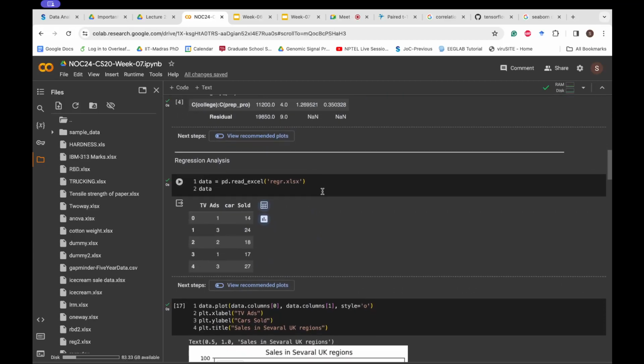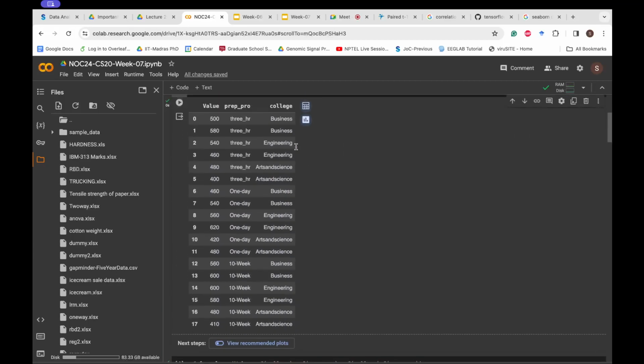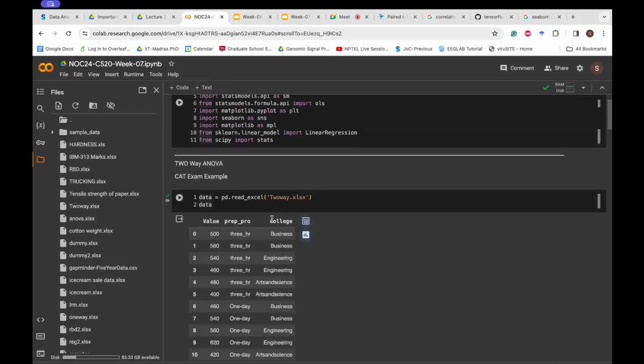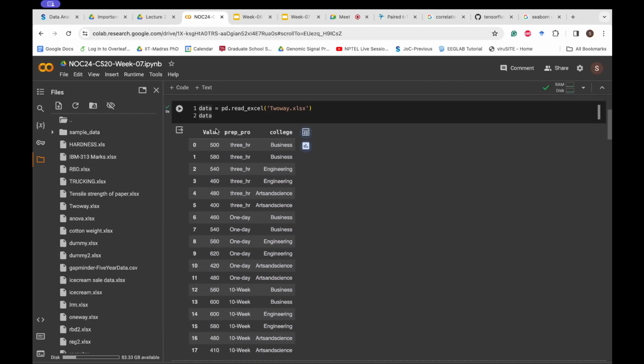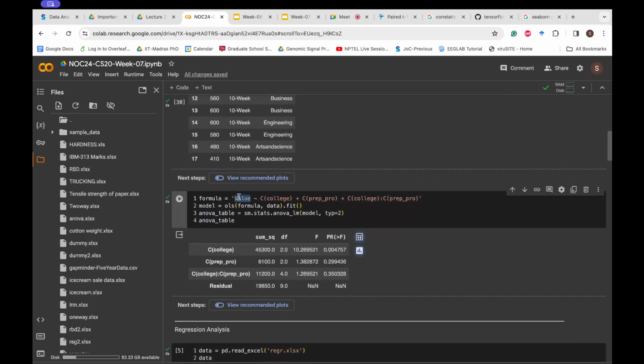I'll skip this part, we saw this already in the previous session, but let me just quickly show you how it was working. We were reading the data from the Excel file, and then in the two-way ANOVA there was one dependent variable and two independent variables. In the example, there was the preparation program and the college that a person had, and based on that there was a certain CAT score. The task was to identify the significance of each independent variable for this score. We were treating it as a linear regression, ordinary least square problem, wherein the value was dependent on this categorical variable.